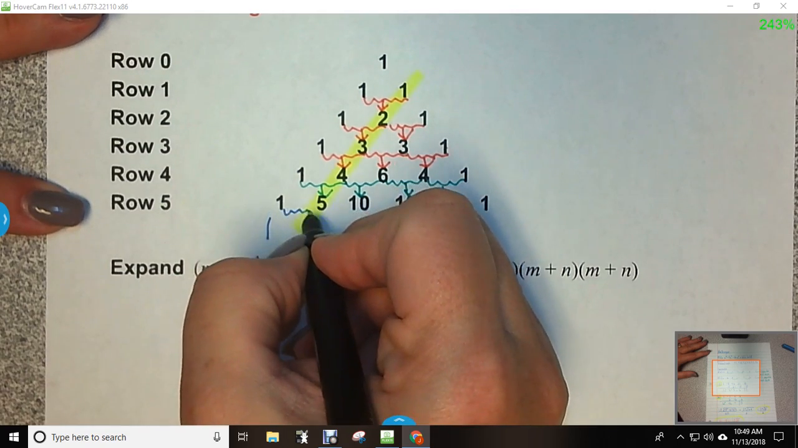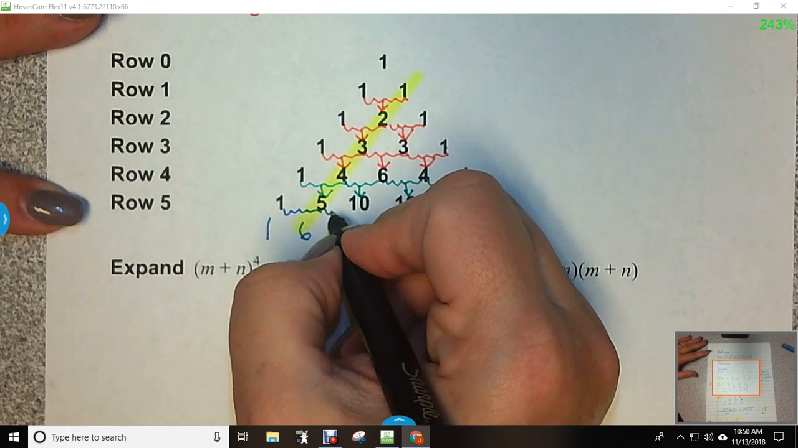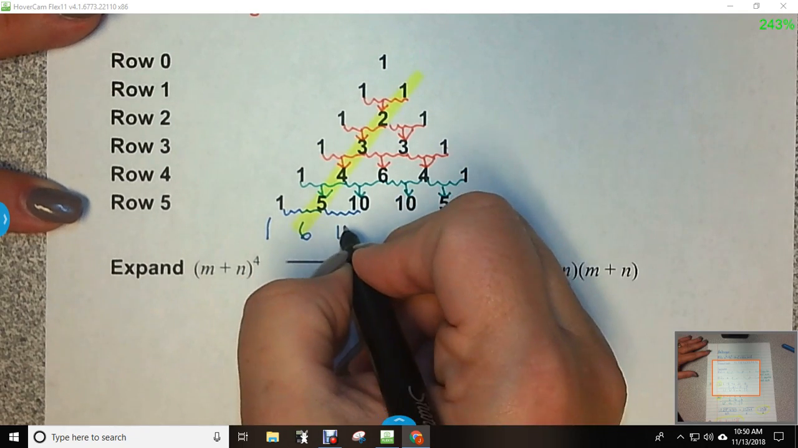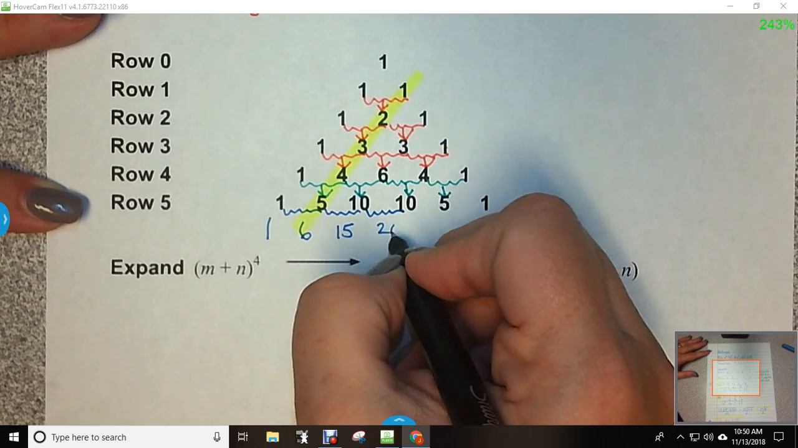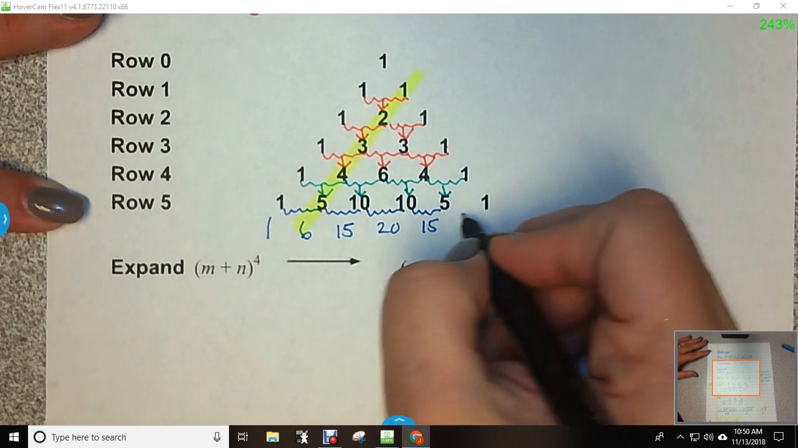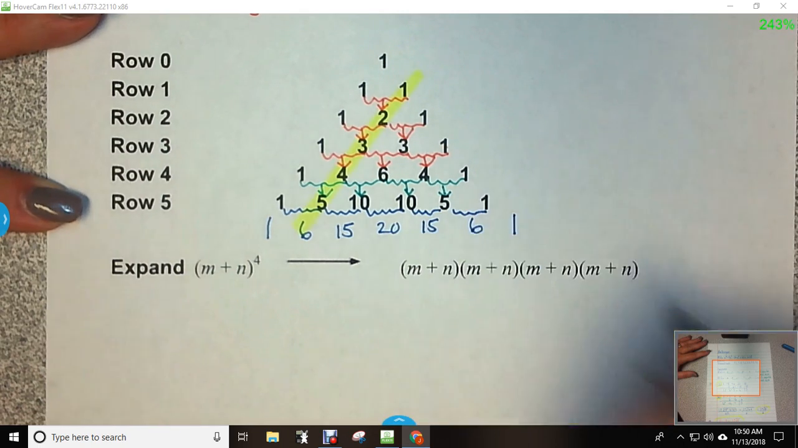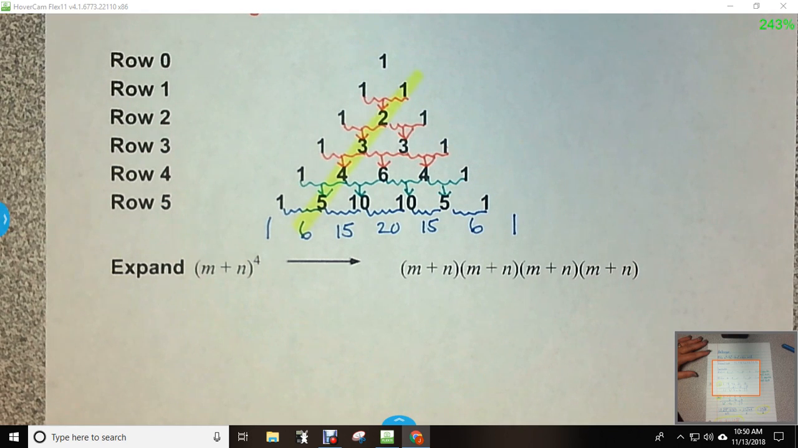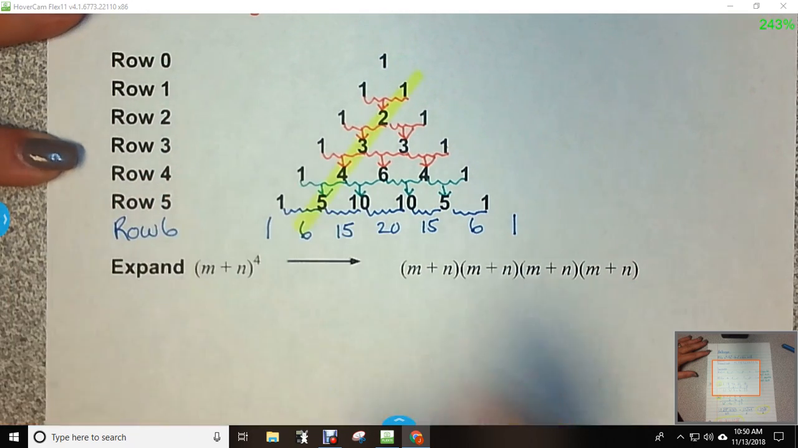I've got to add the 1 and the 5 to get a 6. Add the 5 and the 10 to get a 15. Add 10 and 10 to get 20. 10 plus 5 is 15. 5 plus 1 is 6, and then it ends with a 1. So you see how you can continue this pattern forever if you needed a higher row number, okay? And that one is row 6.